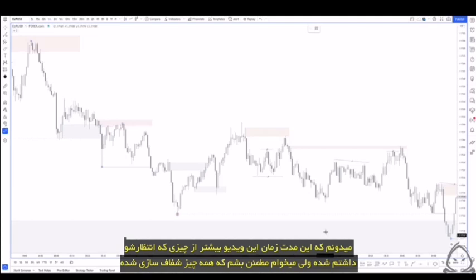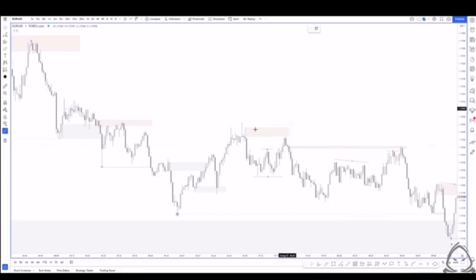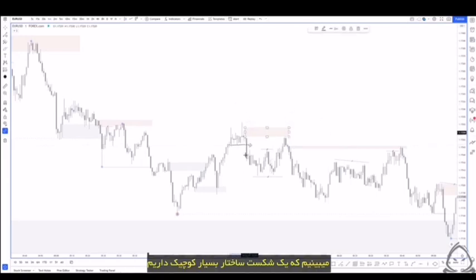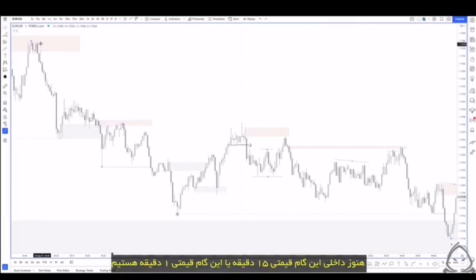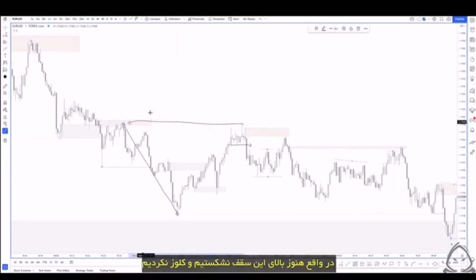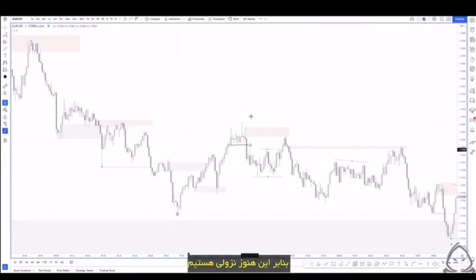I know this video is probably drawing on a little bit longer than I was initially expecting, but I just want to make sure that this is very clear. And what we can see is we do have a very small break of structure. Again, this is looking at fractal market structure. We're still trading within this 15-minute leg of price or this 1-minute leg of price. We haven't actually closed above this high, so therefore we are still bearish.